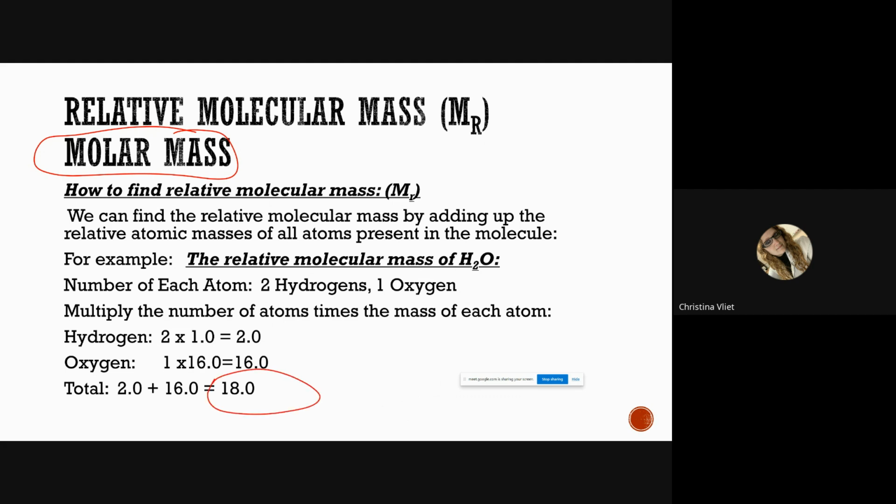If I'm only talking about one water, I would say that this is in AMU. If I'm talking about 1 mole of water, what would I say? It would be 18 grams. We can measure grams. We can't measure AMU. Like in a lab, we have the ability with our scales to measure grams. So we will always measure for an amount of moles, which is that large amount.